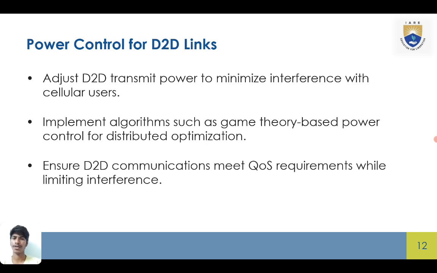Power control for D2D links. Adjust D2D transmit power to minimize interference with cellular users. Implement algorithms such as game theory based power control for distributed optimization. Ensure D2D communications meet QoS requirements while limiting interference.